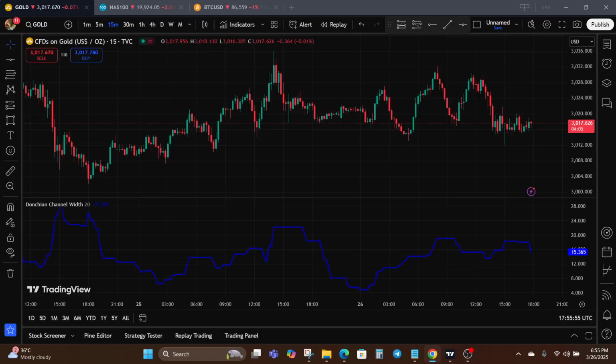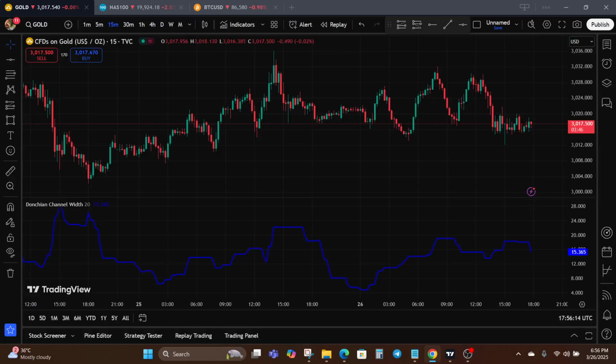If you're looking for a way to measure market volatility and spot potential breakouts before they happen, then you need to understand the Donchian Channel Width indicator. You can see the indicator right here on my chart, the DCW for short.